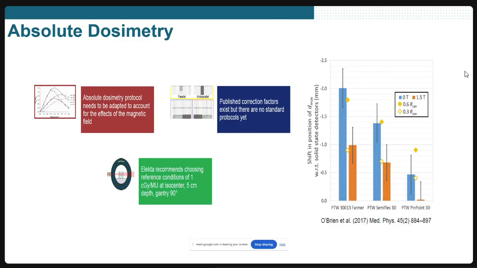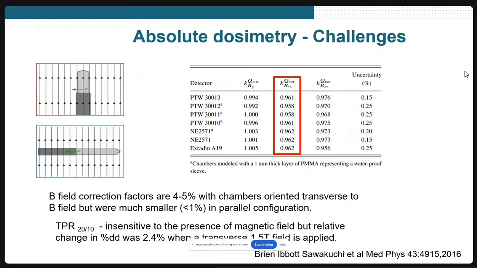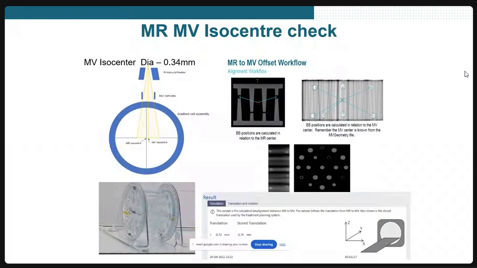If you're going to put it across, then the electrons are going to go in the direction along the axis of the chamber. So in that case, the perturbation factor, or the factor which you are going to use for dosimetry, can be as large as 4 to 5%. So you have to be very careful when you position the chamber and calibrate it, and also make sure that you apply the correction factors properly to do the dosimetry.